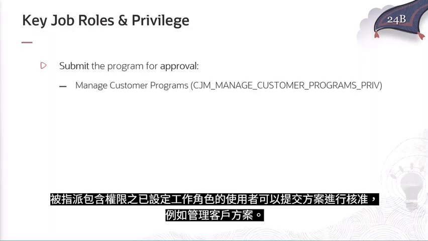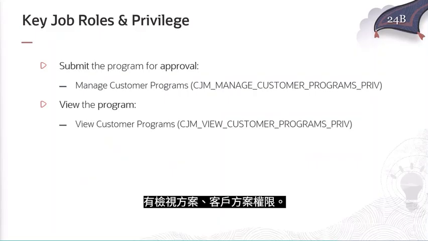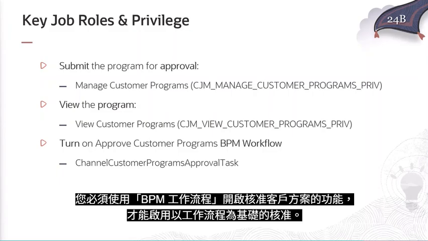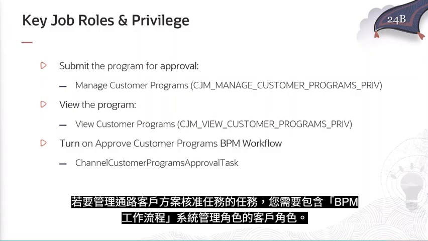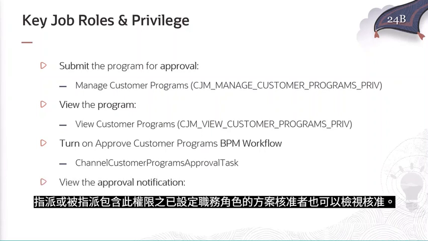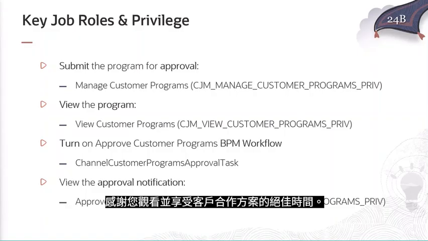Users who are assigned a configured job role that contains privileges can submit the program for approvals. One such is the manage customer programs. There is a view customer programs privilege. You must turn on the feature approve customer programs with the BPM workflow to enable workflow-based approvals. To manage the task for channel customer program approval task, you need a custom role that includes the BPM workflow system admin role. Program approvers who are assigned a configured job role that contains this privilege can also view the approvals, and that's the approve customer programs.